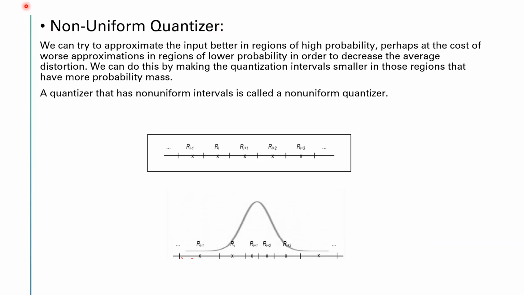Non-uniform quantizers are used because we try to approximate the input better in the region of high probability, so that the error encountered due to quantization is minimum. So when we see the probability density of a signal, if we use a non-uniform quantizer, then we get a better result than using a uniform quantizer, where each step size remains constant. So we get higher error for the values whose probabilities are higher.